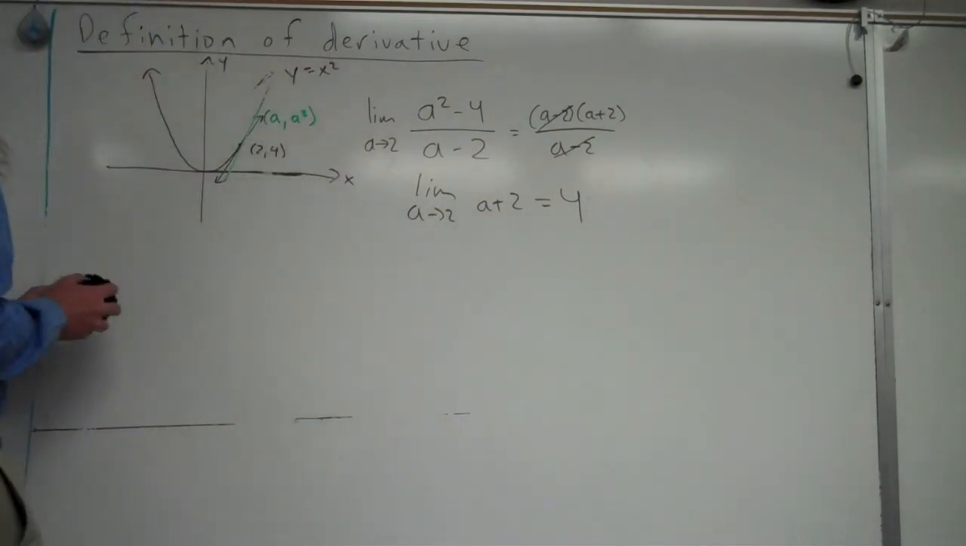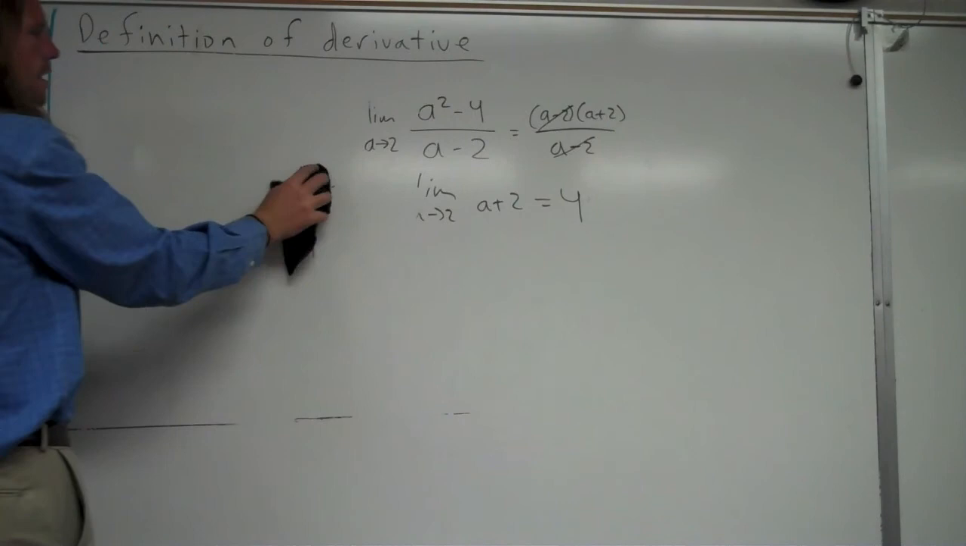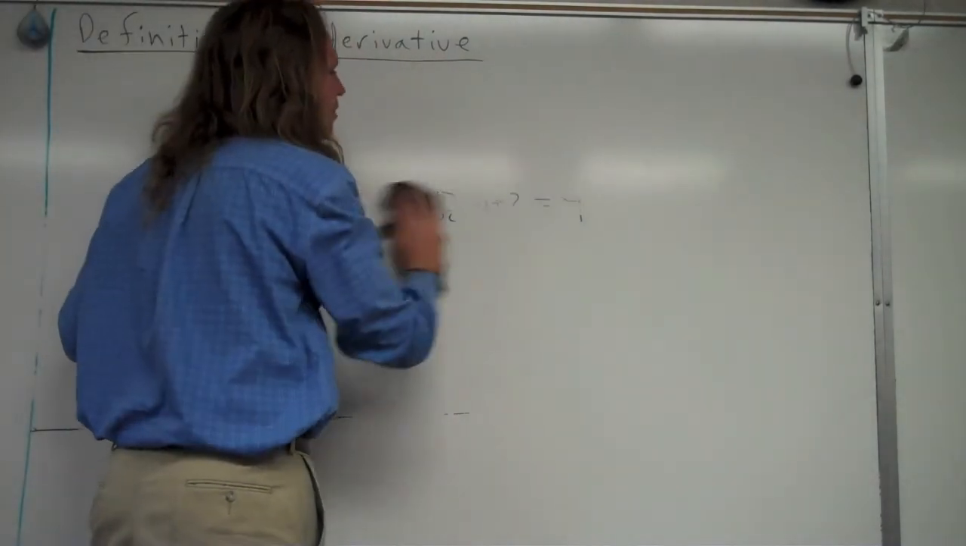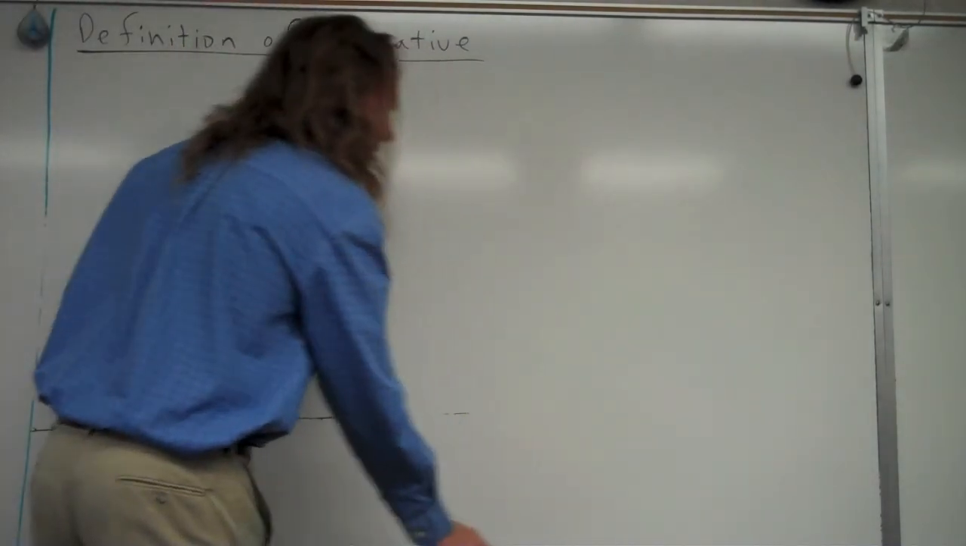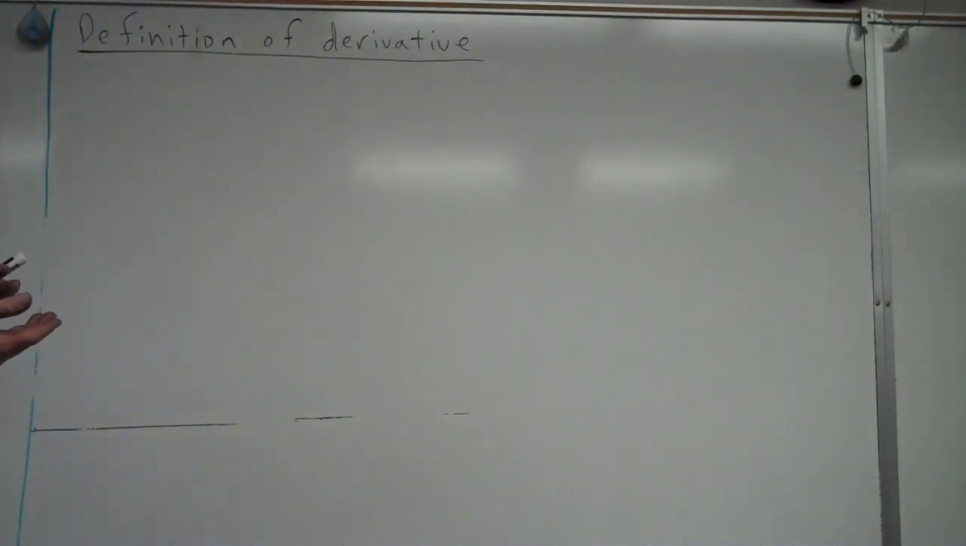Now, something that we would like to be able to do, though, is, in this case, how we just did this, we would have to rework this out. For y equals x squared, we would have to rework this out for every single value of x. If you wanted to know what the limit was for x equals 5, you'd have to redo that process.